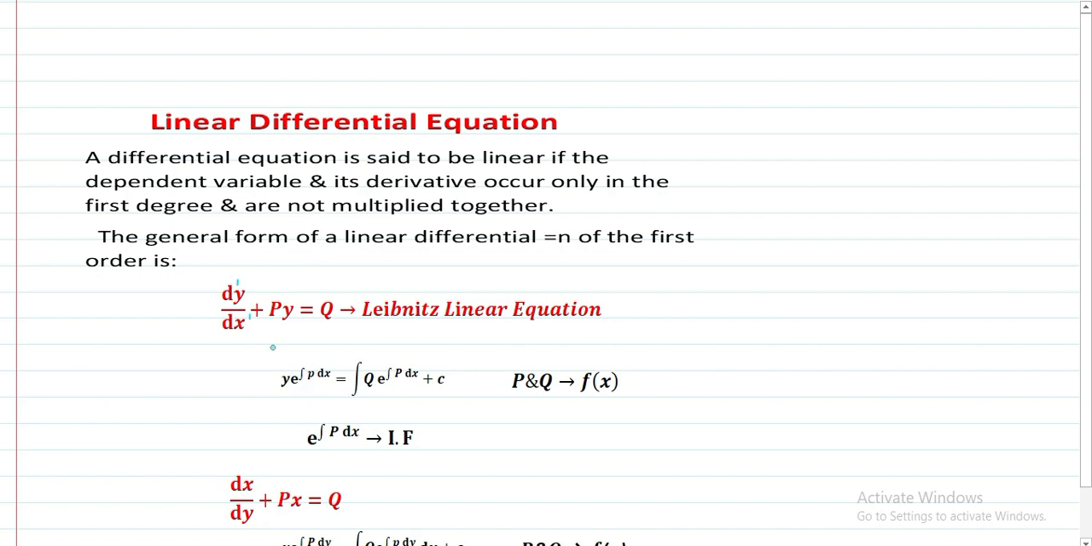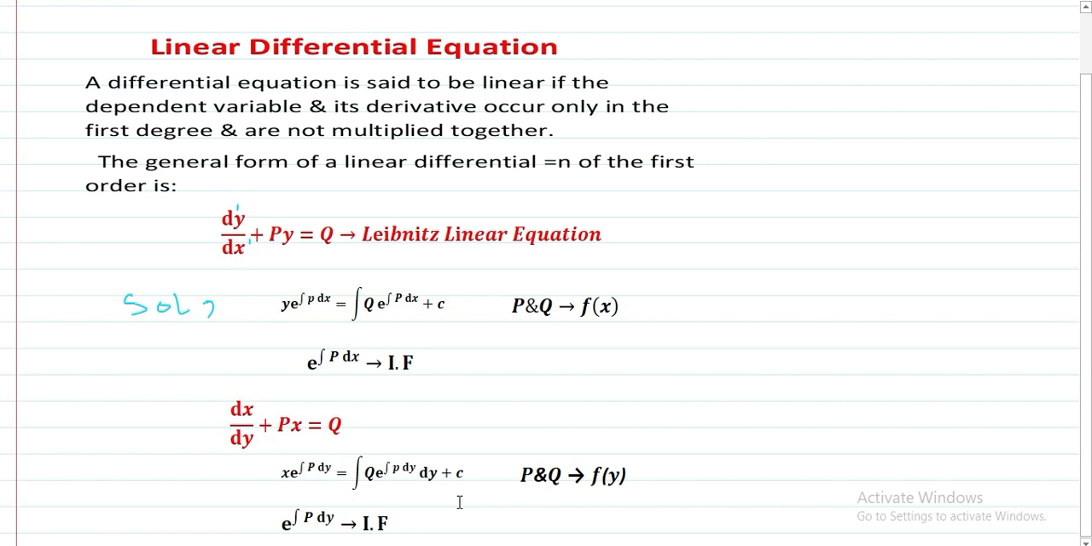Its solution is given as: y e raised to the power integral of p dx equal to integral of q e raised to the power integral of p dx, plus c. Note that here p and q are functions of x only, and e raised to the power integral of p dx is called the integrating factor. The general form can be like this also: dx/dy + px = q. The solution is like this, and this is called the integrating factor. In this form, p and q are functions of y only.